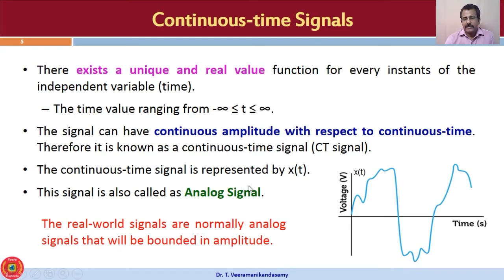A continuous time signal is represented by x of t, meaning a function x of t, f of t, y of t, like that. A continuous time signal is also called an analog signal. In general, all real world signals are normally analog signals that will be bounded in amplitude. They will be bounded in power and energy also, because no infinite source of energy is available.